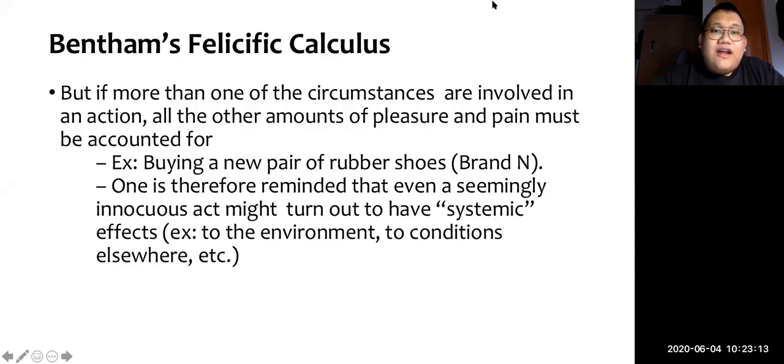But if more than one of the circumstances are involved in an action, all the other amounts of pleasure and pain must be accounted for. For example, buying a new pair of rubber shoes. Okay? One is therefore reminded that even a seemingly innocuous act, innocuous means not harmful. Di ba pag bumili ka naman ng sapatos, it seems not harmful. No? As long as may pera ka, para sa'yo naman yun.